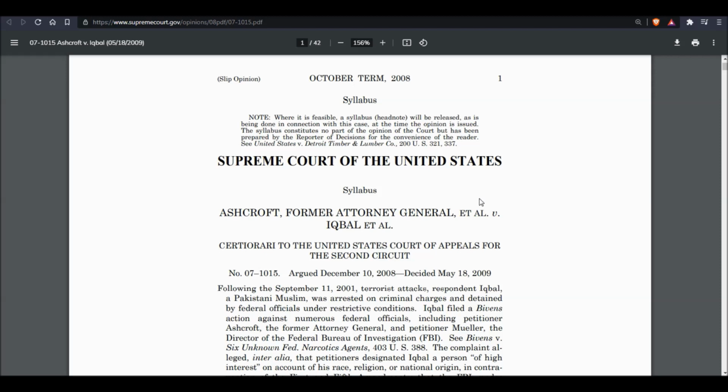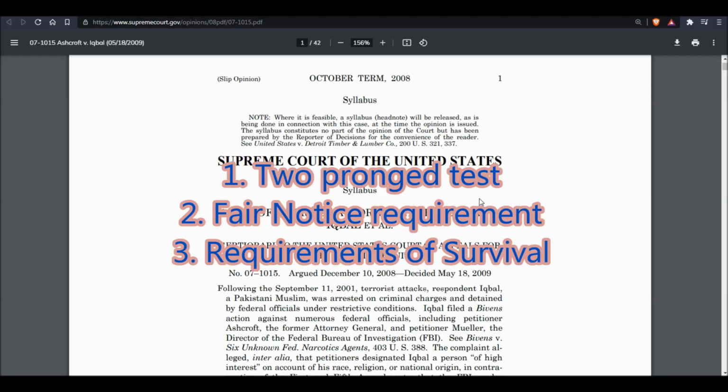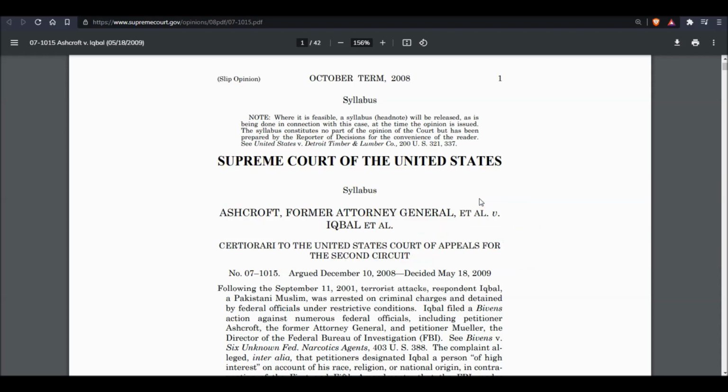The standard is two-pronged. And then there's another thing called fair notice. And then there's another thing called the requirements of survival. A motion to dismiss is considered the phase whereby they determine whether your complaint belongs in the dead man's grave or not. And the good part about that is when you survive that motion to dismiss stage, which 9 out of 10 times will be the first thing they will slap you with, even if they intend to settle.